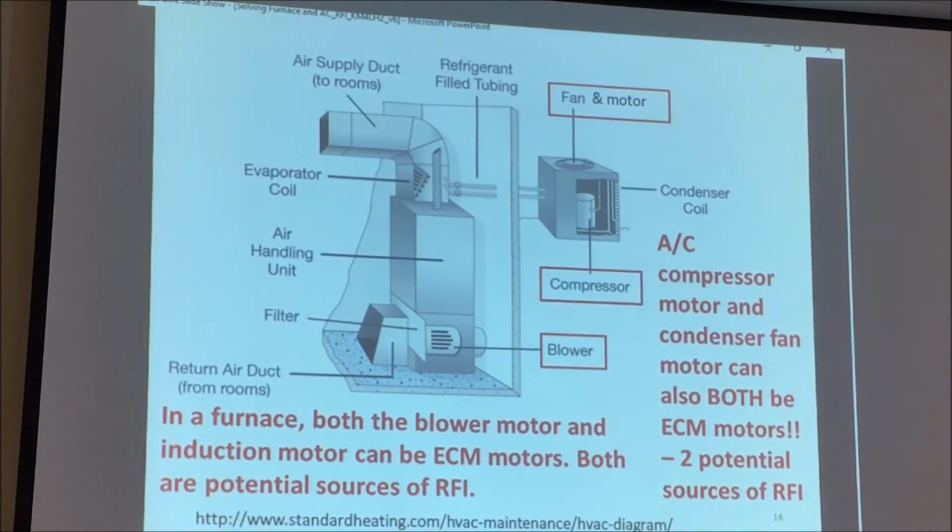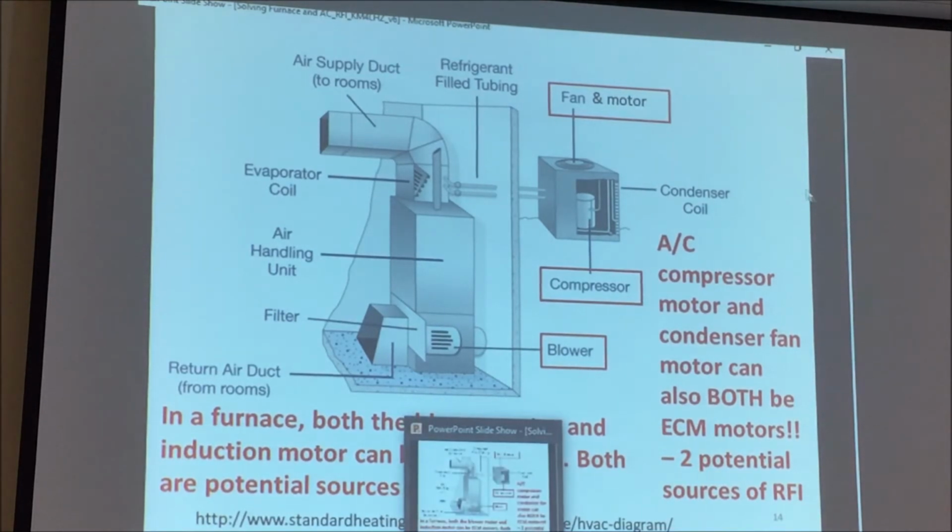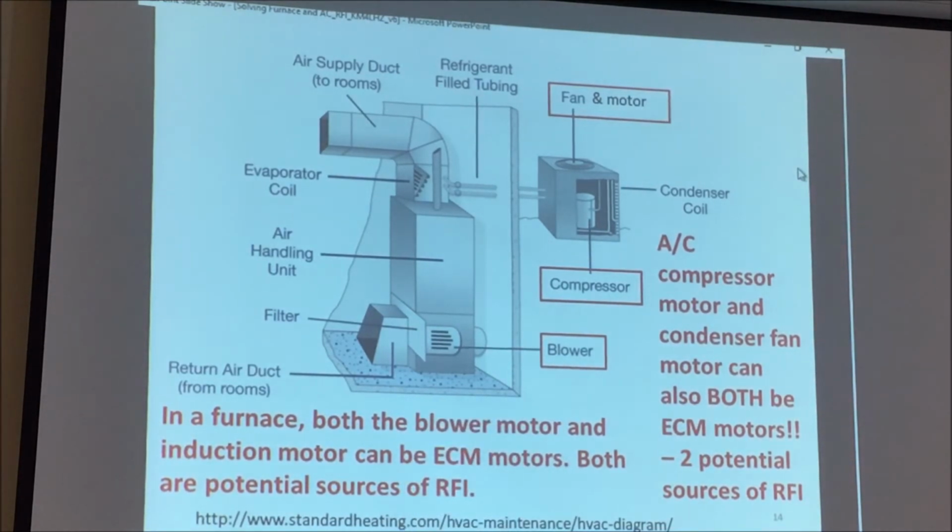So here's a quick picture. I won't dwell on it, but it shows schematically what's going on. In a furnace, both the blower motor and the induction motor can be what are called ECM motors. Something I'm going to explain. And the AC has two motors, a compressor motor, which compresses the fluid, and a condenser motor at the top, usually, which drives a large propeller, which condenses the fluid as it goes through a network of tubes. And both of these can be potential sources of RFI.